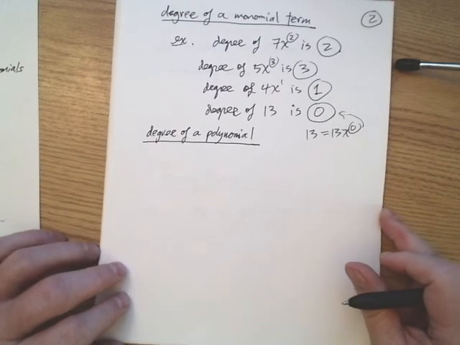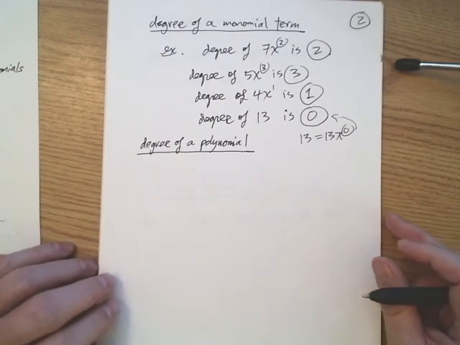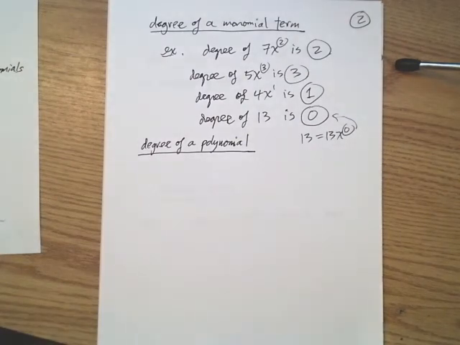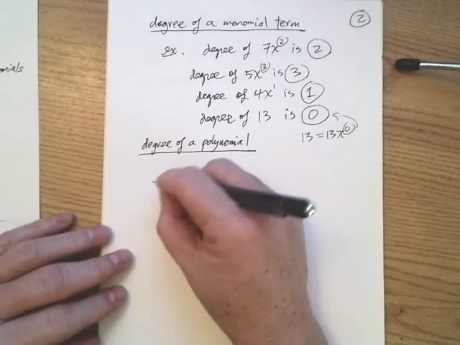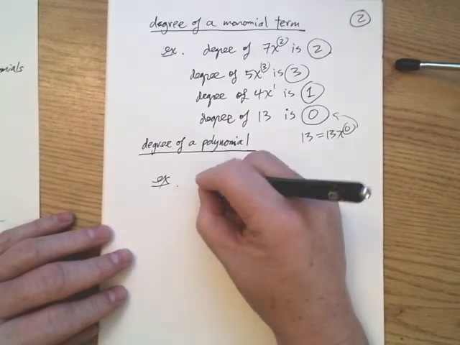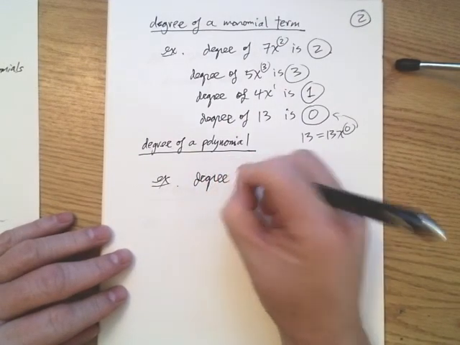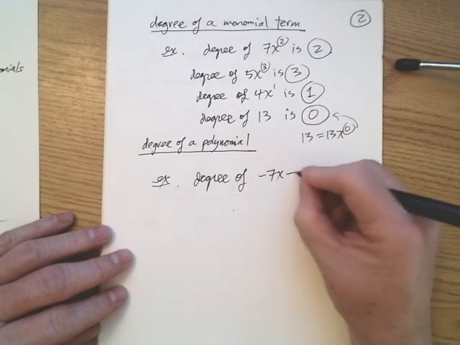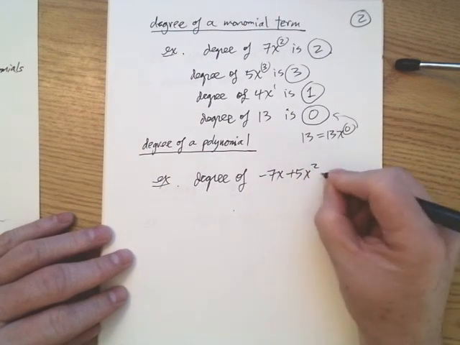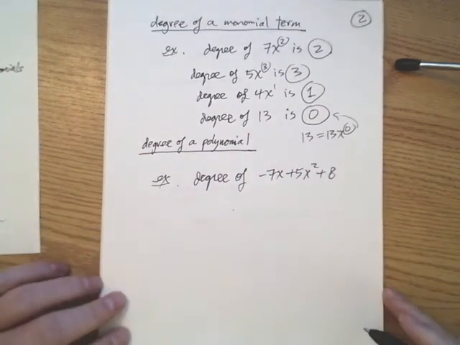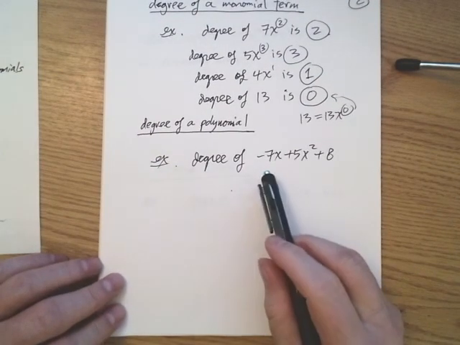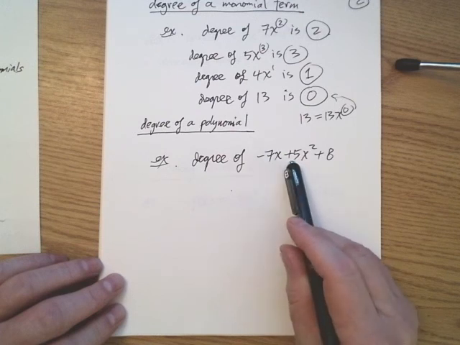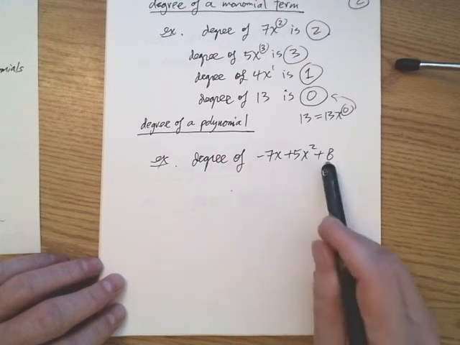Alrighty, so there's the degree of the individual monomial terms. Let's talk about the degree of a polynomial. Now, a polynomial is made up of many terms. So, for example, how do I define the degree of a polynomial like this: minus 7x plus 5x squared plus 8? Well, this is how the degree of a polynomial is defined. You go through it term by term and find the degree of each term.